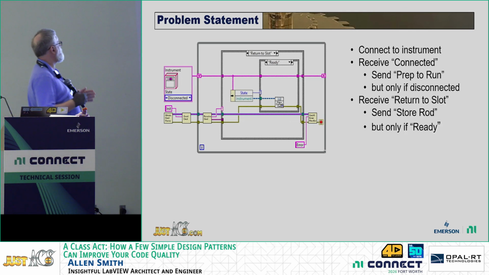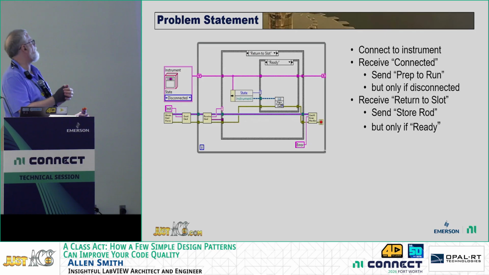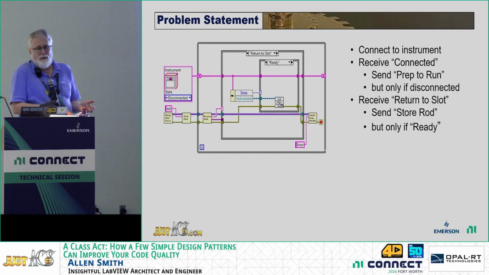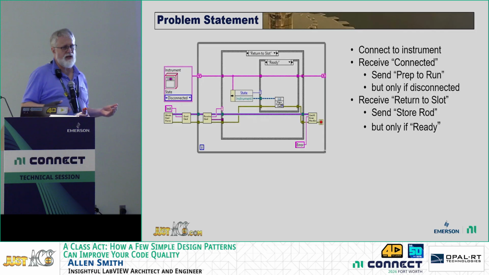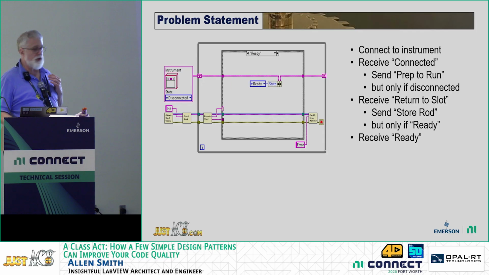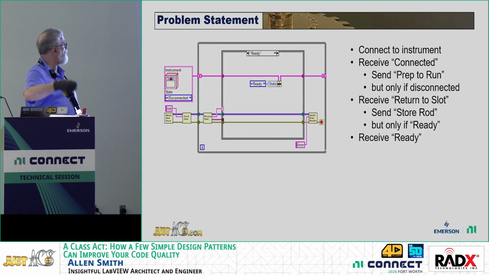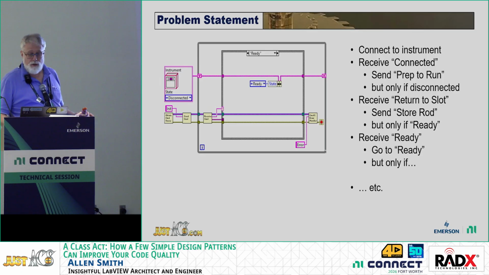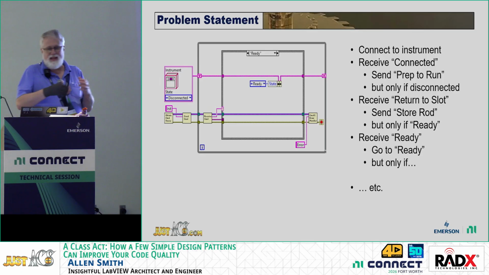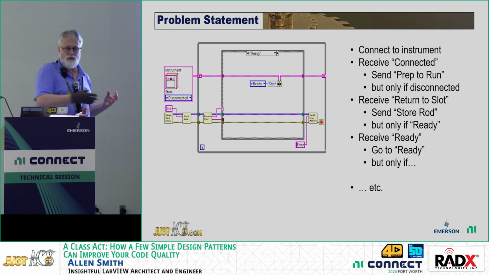Awesome, great. At some point, after connection and after we've done a few things, I might receive a return to slot message. If I receive a return to slot, I should send store rod, but only if I'm in a state called ready. Wait, I hadn't defined ready yet, right? So I better be able to get a message back from the controller that says, I'm ready, so that you might get a store rod message back. So now I need to actually do state transition. But don't go to ready if I'm already in ready. And you see where I'm going with this. If you build up complexity, it can get really gnarly in terms of the code that you put in the block diagram.